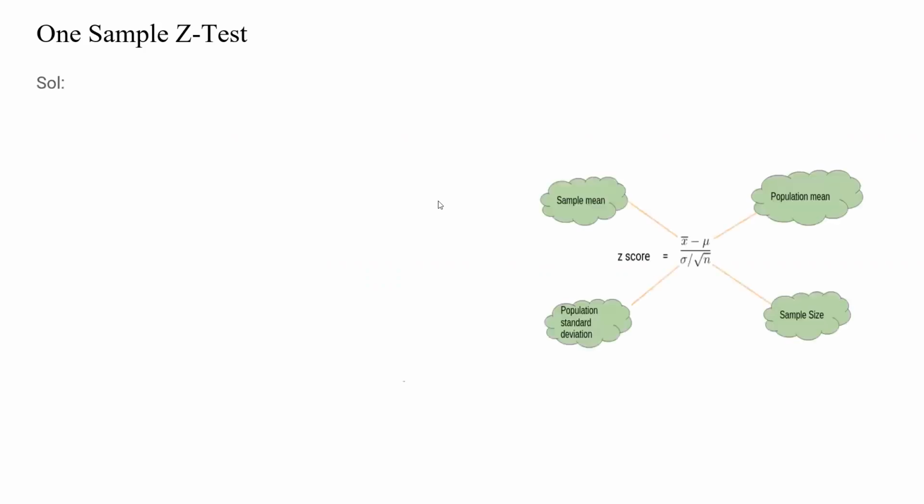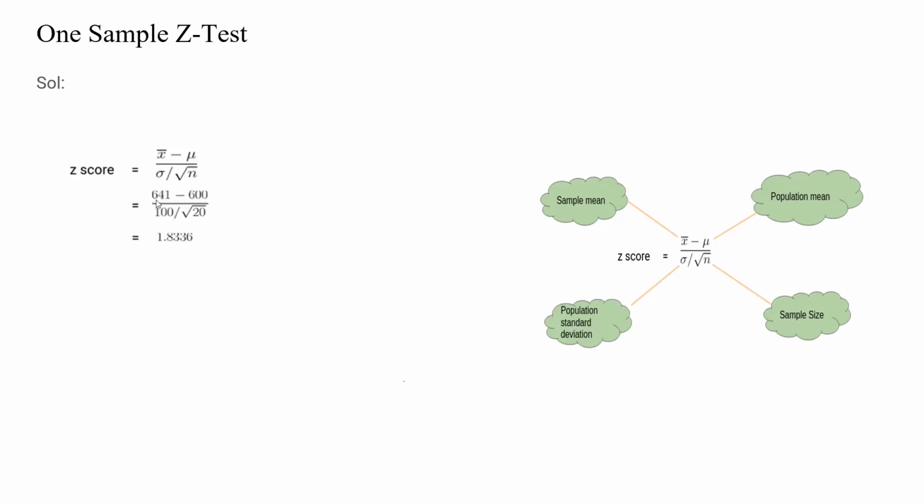Okay, so first we need to calculate the z-score, and the z-score is calculated with a formula something like this. We have a sample and a sample mean, a sample of 20 students, and we have a population mean against which we are comparing the sample mean, and we have a population standard deviation. We know this particular variable, and n is nothing but the sample size we are referring to.